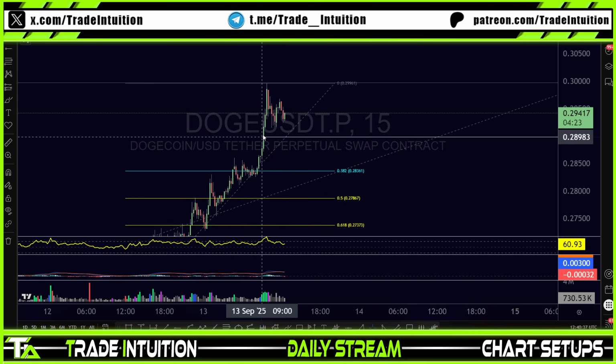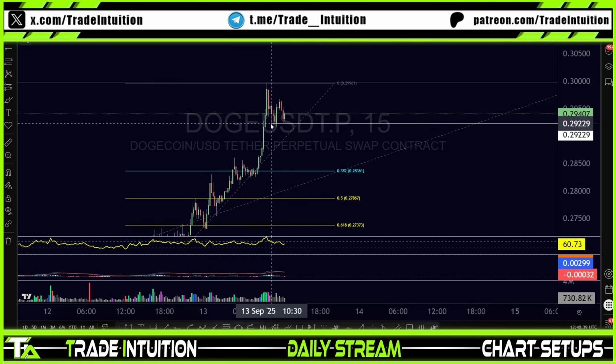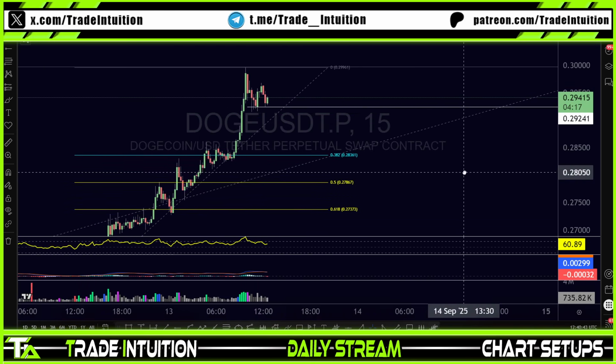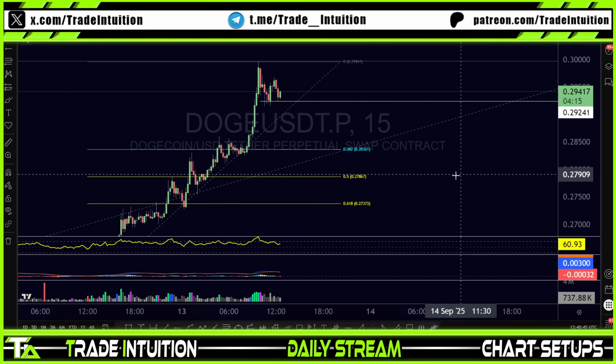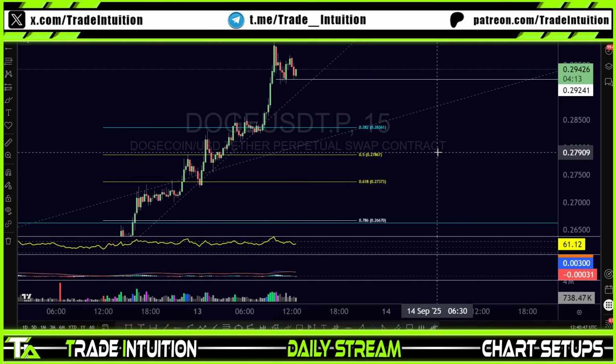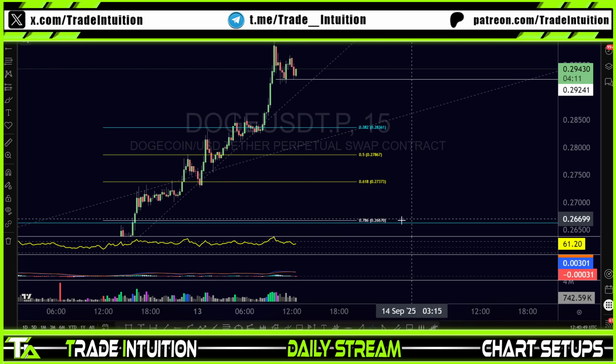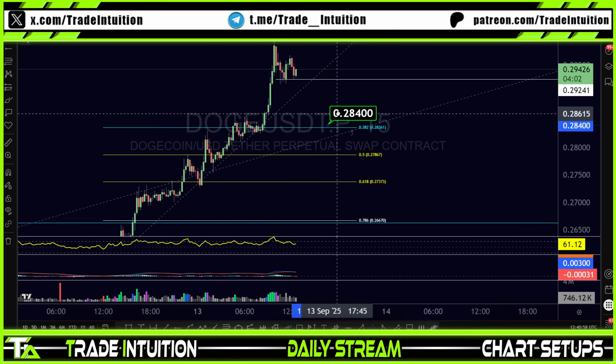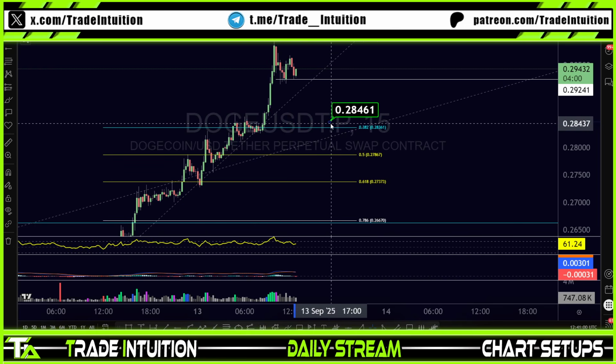It started coming up, but then it couldn't hold that strength. So now what I'm looking for is a short on the 15-minute time frame. So if the candle breaks below 0.29241, looking for a short. And the first area that I would look for would be the smaller pull, which would be about right here. And I'd have my target just a little bit higher.